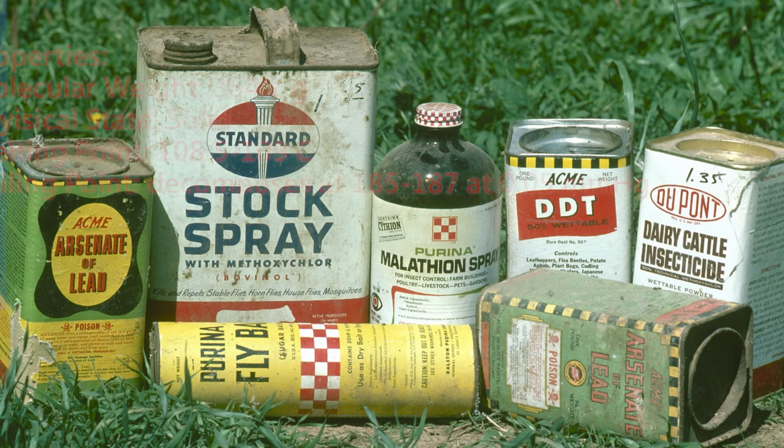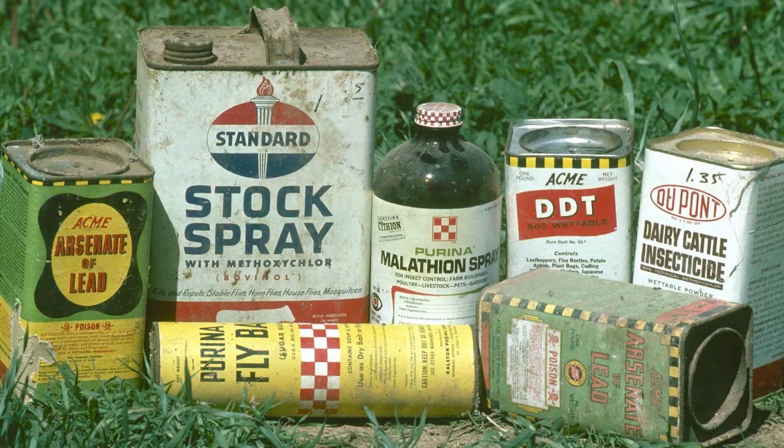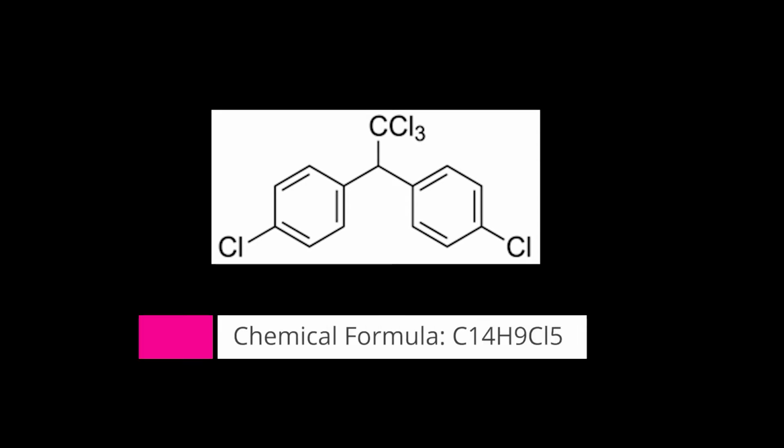Its chemical properties include a molecular weight of 354.5 grams. It is in a solid physical state. It has a melting point of 108.5 to 109 degrees Celsius, and its boiling point, it decomposes at 185 to 187 at 0.05 millimeters of mercury. Shown here is a picture of the molecular structure of DDT along with the chemical formula listed below.